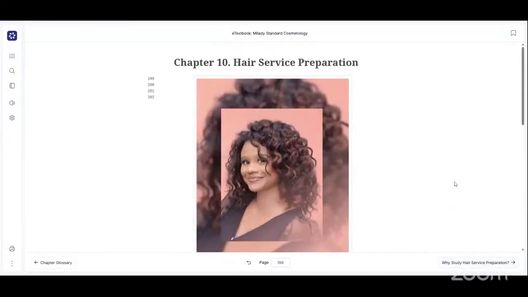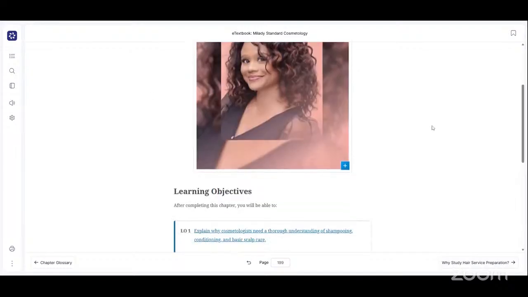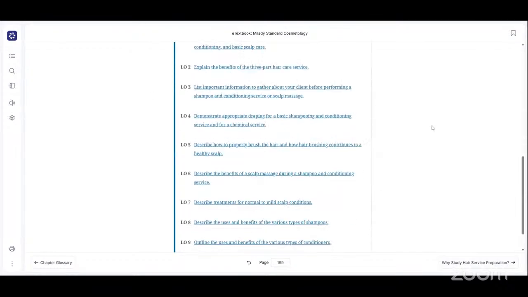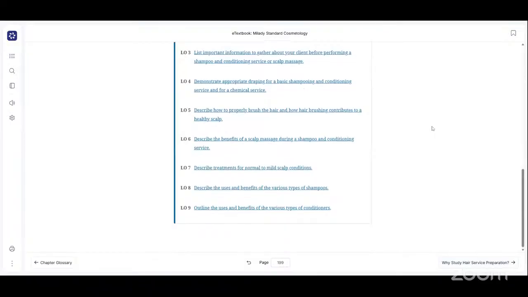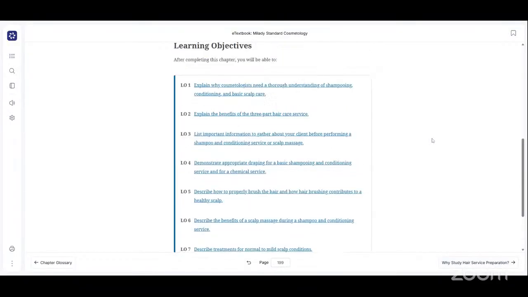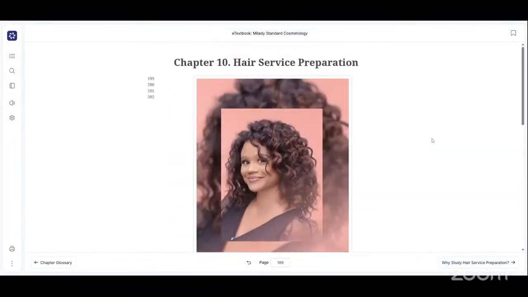All right, so just spend a few minutes looking at the objectives. Chapter 10, hair service preparation. I wanted to make sure we finished 9. Whoa, these are some amazing objectives. All right. When you think about hair service preparation, now we're getting ready to service our clients.